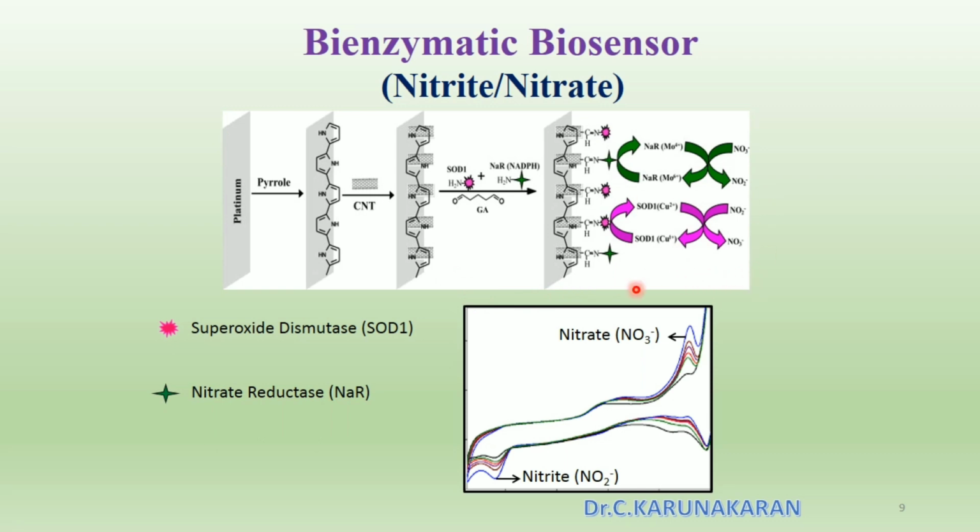Therefore, we are able to determine both nitrate, which occurs in this range, and nitrite, which occurs in this lower potential range. Therefore, these two peaks are well separated, and the nitric oxide metabolites were determined by using the enzymatic biosensor.